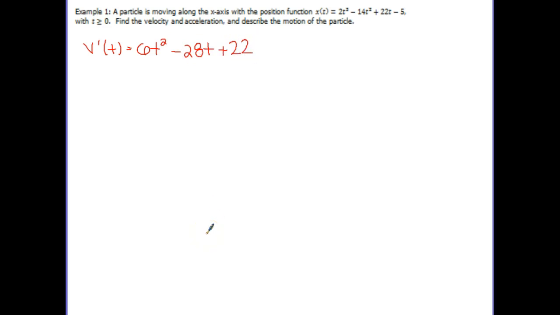So you have 6t squared minus 22t plus 22. In order to find my critical points, I would factor out a 2. That is factorable.